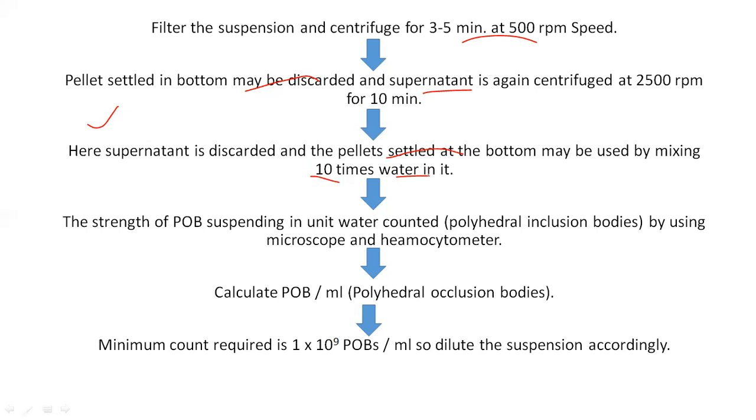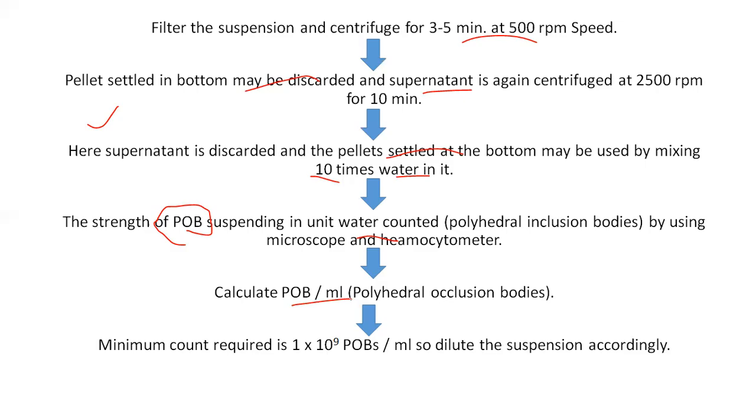Then we need to count the polyhedral occlusion bodies suspended in water, using a microscope and hemocytometer. After calculating these POBs, the polyhedral inclusion bodies, the requirement is 1 into 10⁹ POBs per ml when counted under the microscope or hemocytometer. Then dilute the suspension as per need for use in pest management.